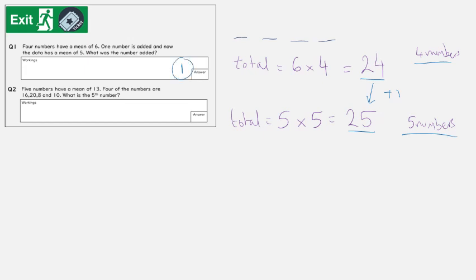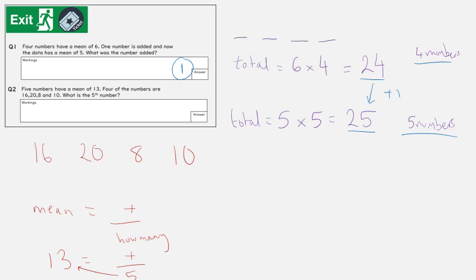Question 2. 5 numbers have a mean of 13. 4 of the numbers are 16, 20, 8 and 10. What's the 5th number? Well, if 5 numbers have a mean of 13, we know that mean equals all the numbers added together divided by how many there are. If the mean is 13, we know that there are 5 numbers. We can times by 5 on both sides, or do 13 times 5 to find what our total needs to be. So 13 times 5 gives me 65.